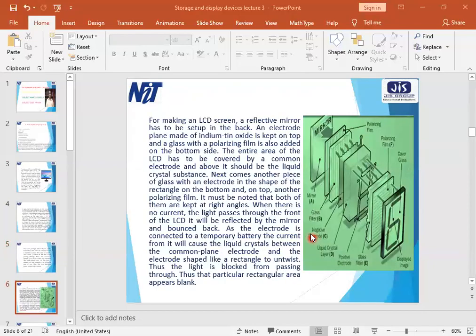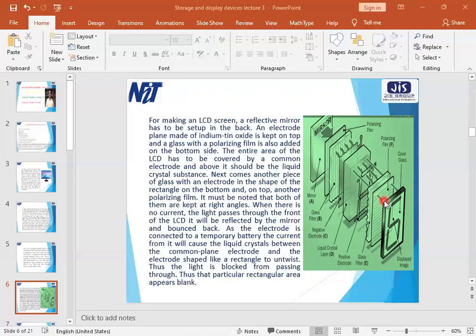Now you see in the bottom a mirror is used, and this is the liquid crystal layer which is put in between the negative electrode and the positive electrode. This positive electrode and negative electrode are having the rectangular shape, and two polarizing films at 90-degree to each other are put. I discussed just now. Now there is a cover glass on which the image will be displayed. For making an LCD screen, the reflective mirror has to be set up in the back. That we did.